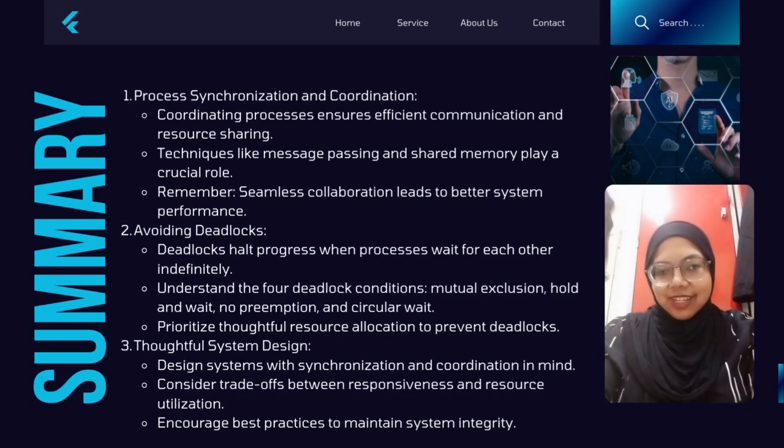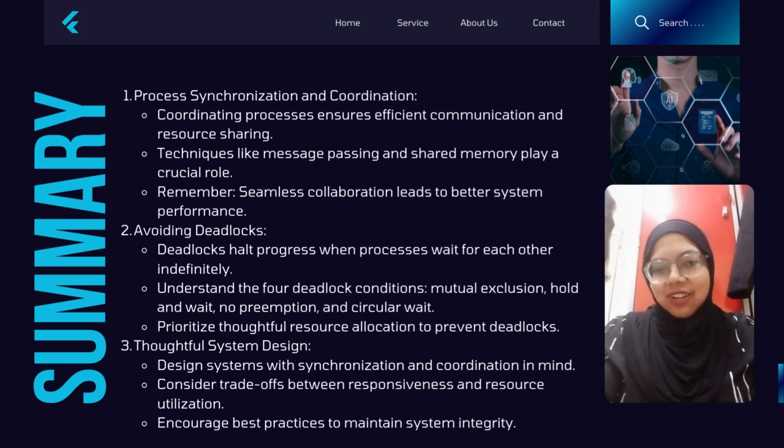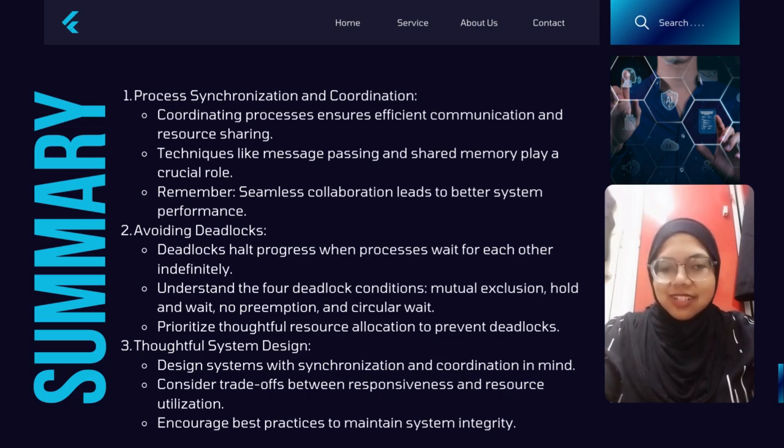That's all from me. Here is a little summary for process synchronization and coordination. The purpose is to ensure efficient communication and resource sharing. Techniques like message passing and shared memory play a crucial role. Do remember, seamless collaboration leads to better system performance.